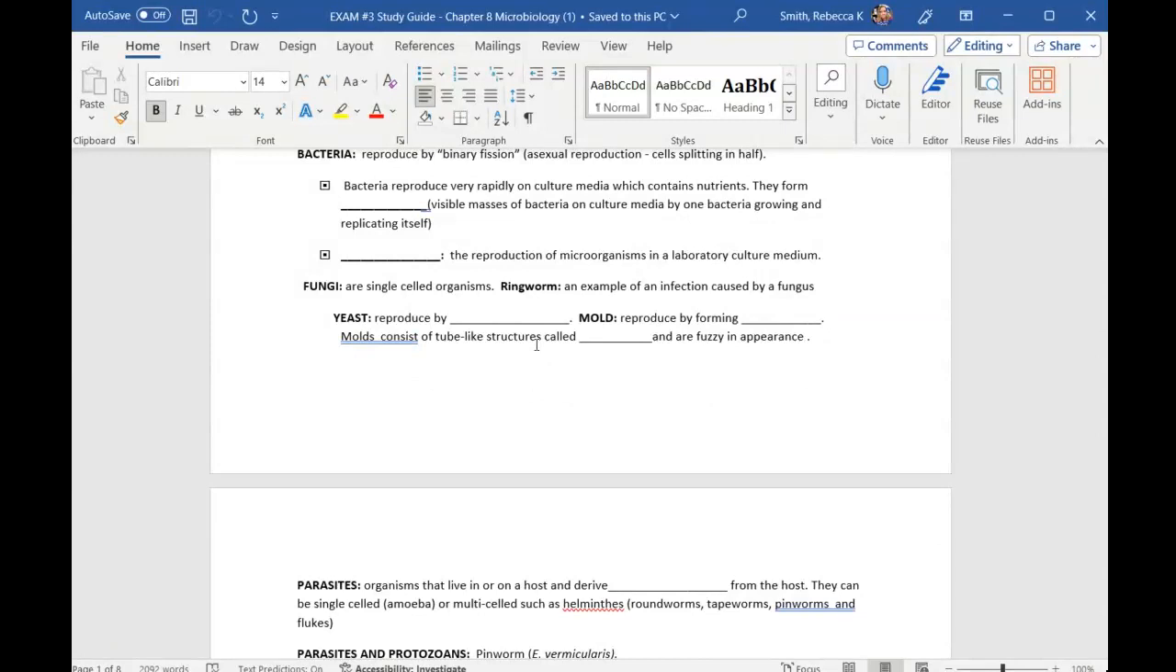What about mold? Is that going to be spores? They do form spores, and then they grow into tube-like structures called mycelia, right? Is that what you guys found for that one? Or did you find another answer? Yes, the mold reproduces by forming mycelia. Correct.